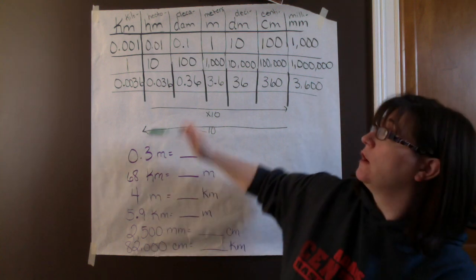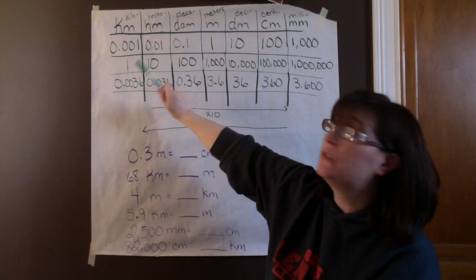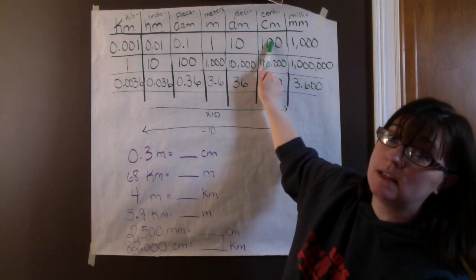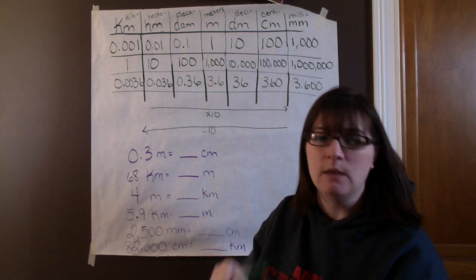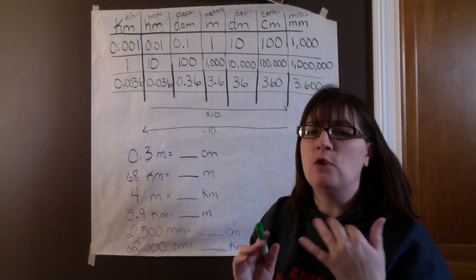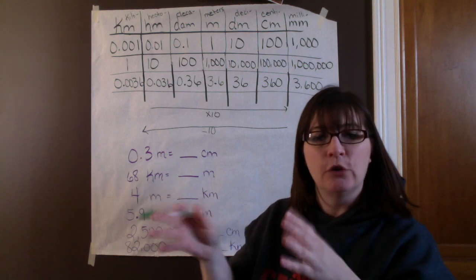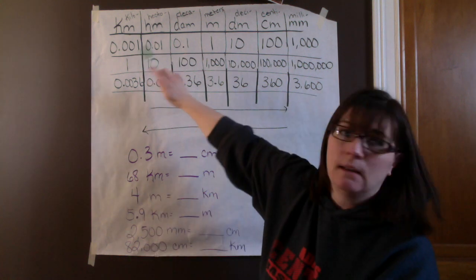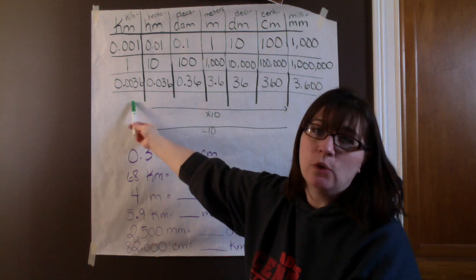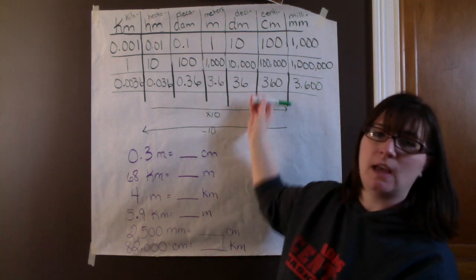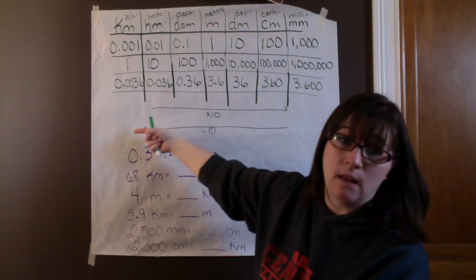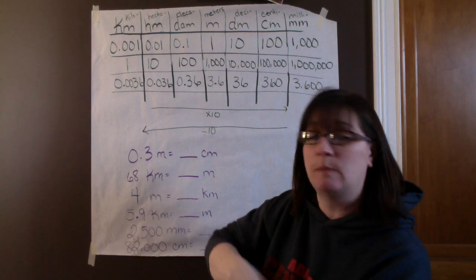Okay, so this is my chart up here, and I have kilometers, hectometers, decameters, meters, decimeters, centimeters, and millimeters. And the way I remember the order is King Henry died Monday drinking chocolate milk. If you use those letters, the first letter on each one will be the first letter that goes in each spot of the chart. Basically, as you work your way towards the millimeter side, you multiply times 10 for every space. And as you go towards the kilometer side, you divide by 10 for each space.